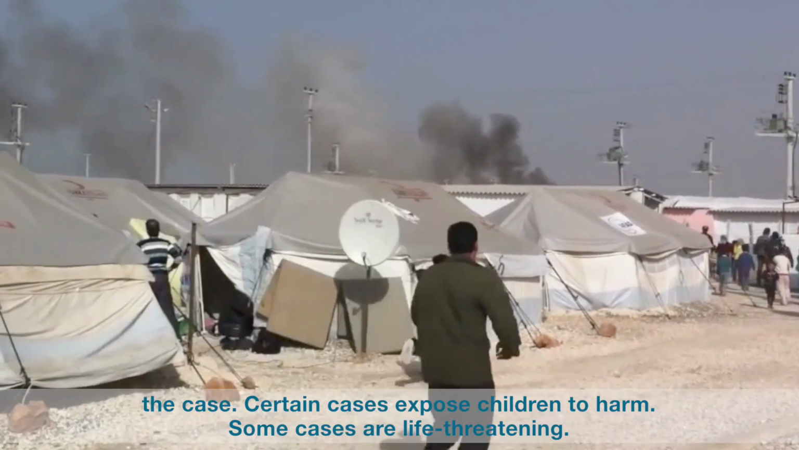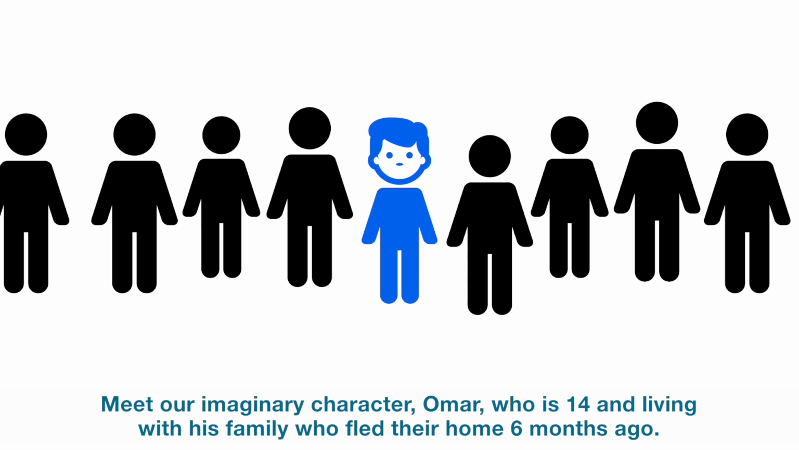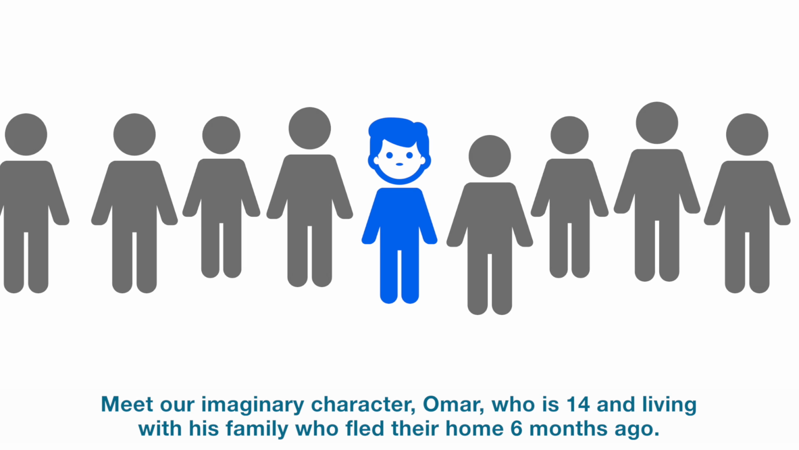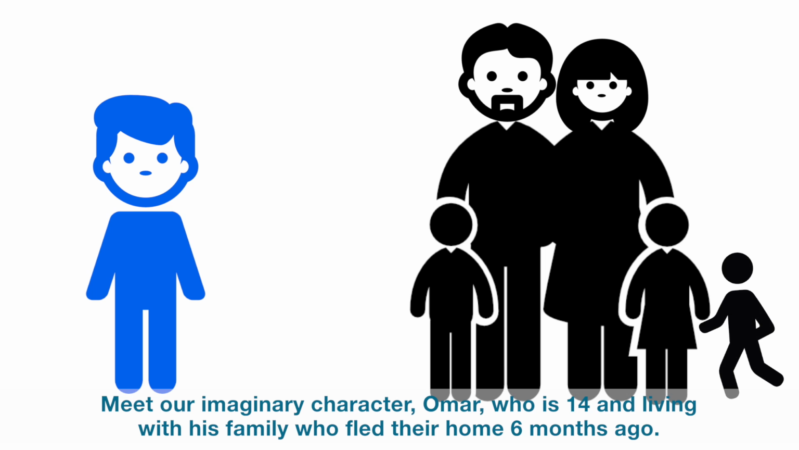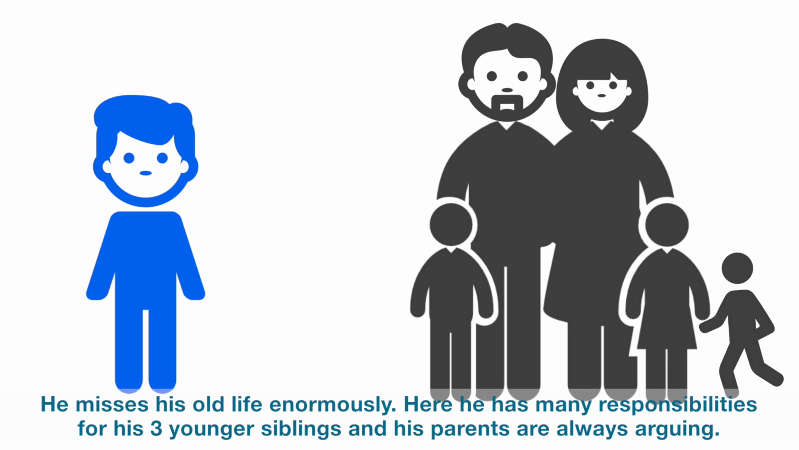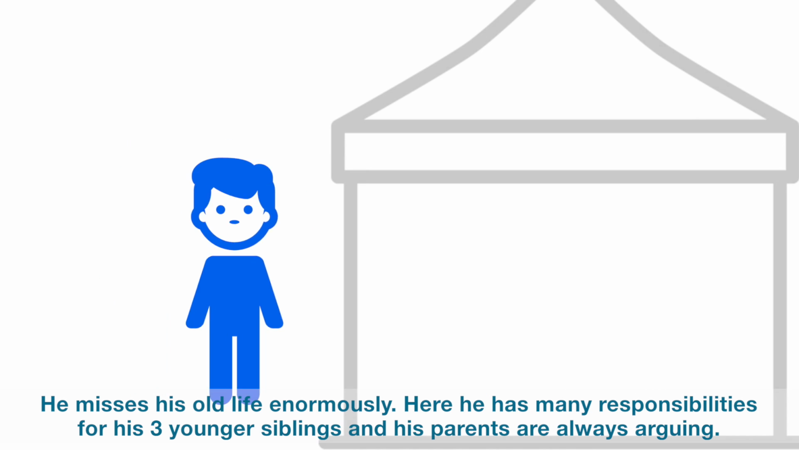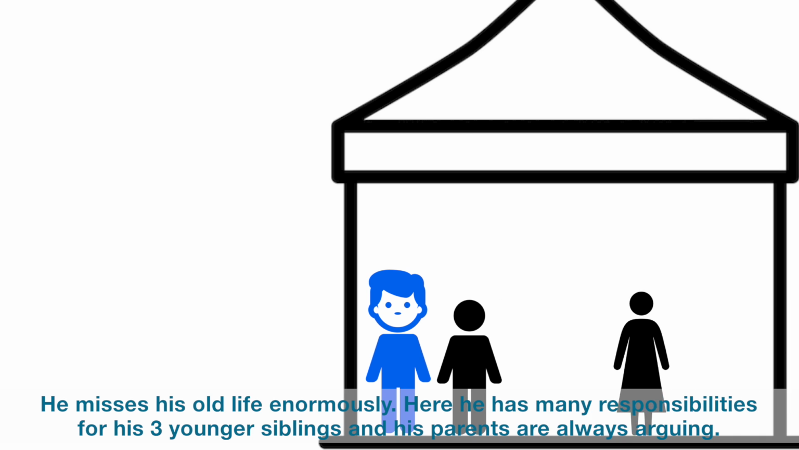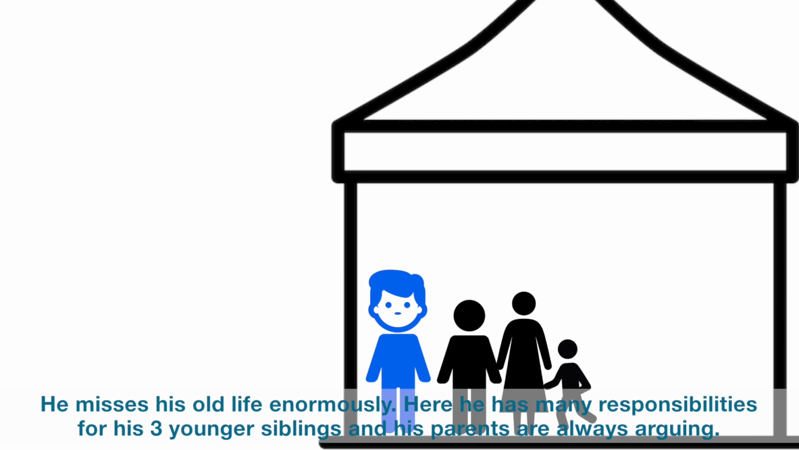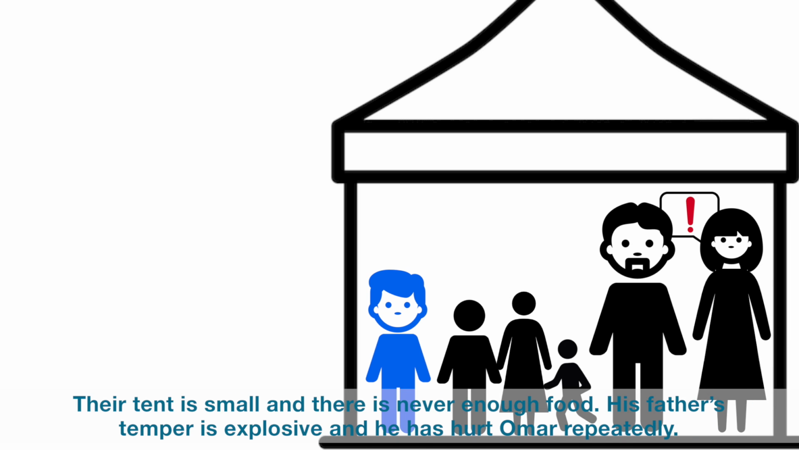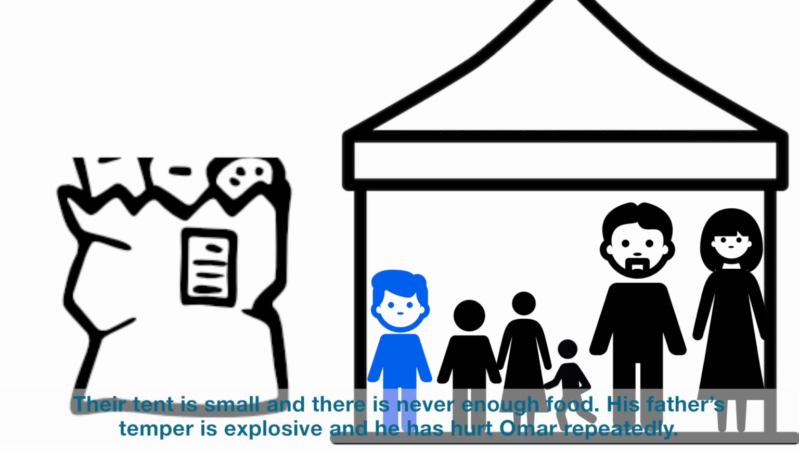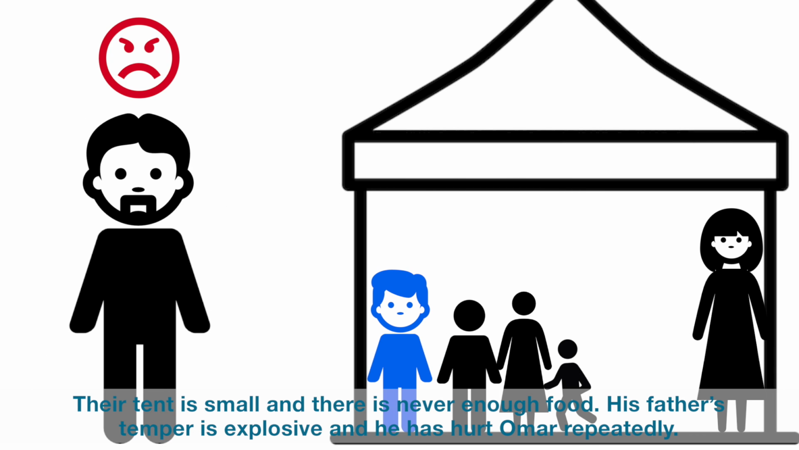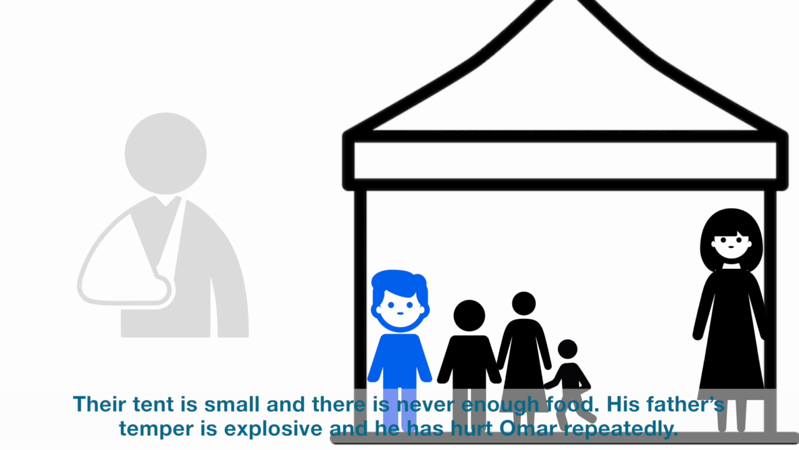Some cases are life-threatening. Meet our imaginary character Omar, who is 14 and living with his family who fled their home 6 months ago. He misses his old life enormously. Here, he has many responsibilities for his 3 younger siblings, and his parents are always arguing. Their tent is small and there is never enough food. His father's temper is explosive and he has hurt Omar repeatedly.